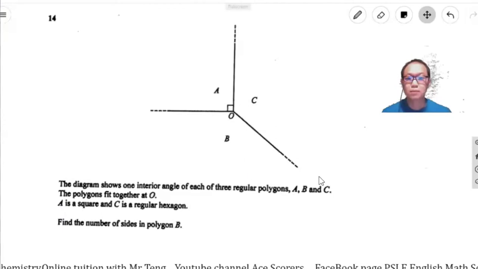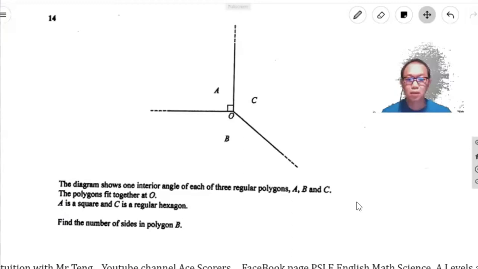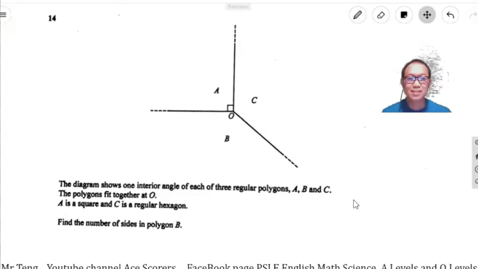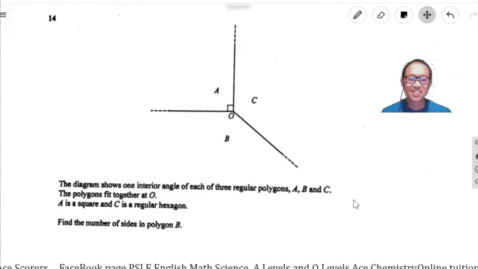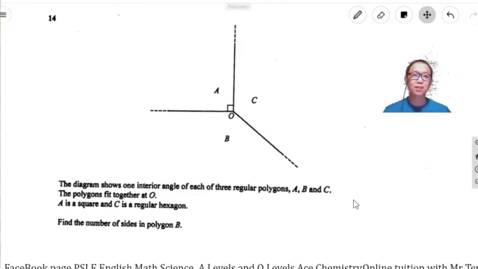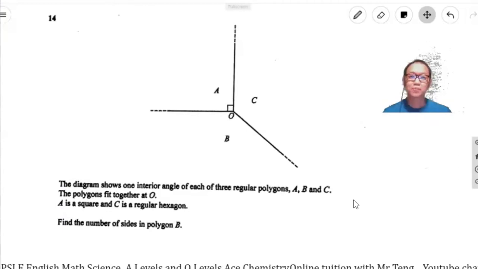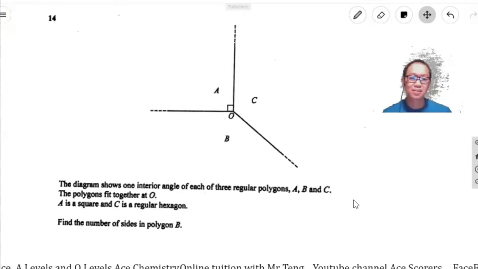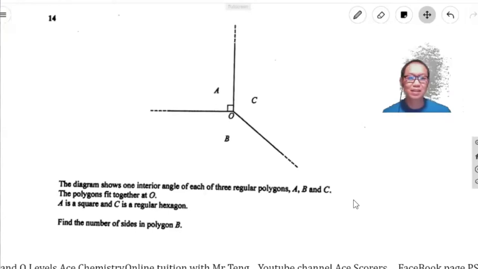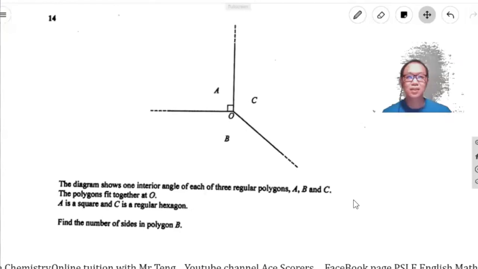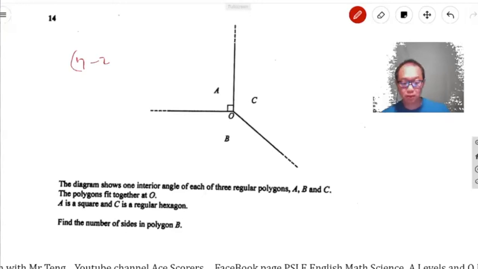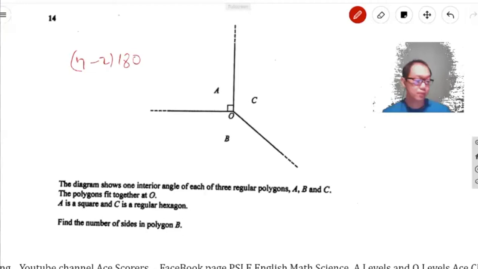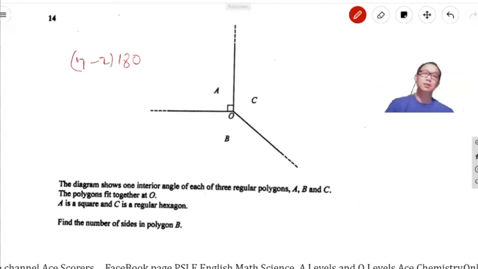Do you know the formula? Amelia, can you tell me what's the formula for the sum of interior angles? It starts with an N. You must minus something. Minus 2. N minus 2, then times what? 180. Yeah, very good. Sum of interior equals N minus 2 times 180. That is the formula for the sum of interior.